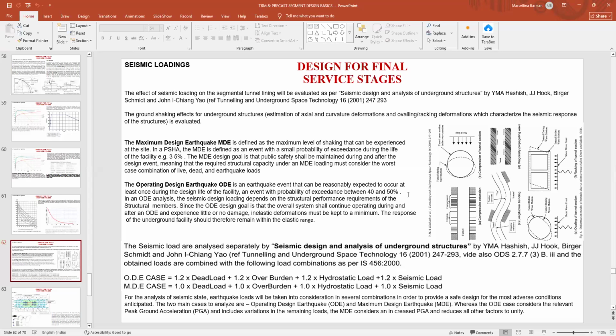But the operating design earthquake means that it has a probability of exceedance of 40 to 50%. So all our segments are designed for the operating design earthquake as well as the maximum design earthquake. But whenever you are considering the maximum design earthquake, we are not putting any additional factor of safety. So for dead load, overburden load, hydrostatic load, seismic load, it is a factor of safety of 1. If it is an operating design earthquake, we are putting a factor of safety of 1.2.